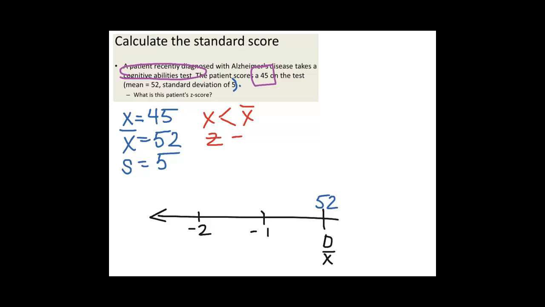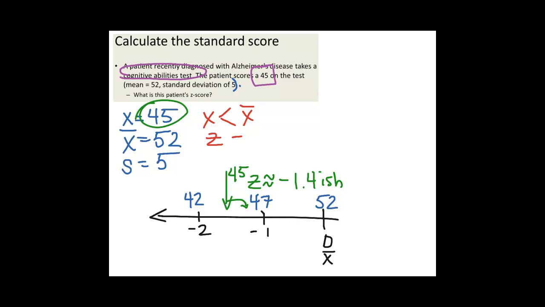Didn't give myself a lot of room there, but that's alright. 52 minus 5 is 47. Yay, easy math. 47 minus 5 is 42. And that's sufficient because my patient's score of 45 is going to be between 42 and 47. So again, I'm going to estimate my z-score somewhere around a negative 1 point, I think it's going to be on this side. So we're going to say negative 1.4-ish.